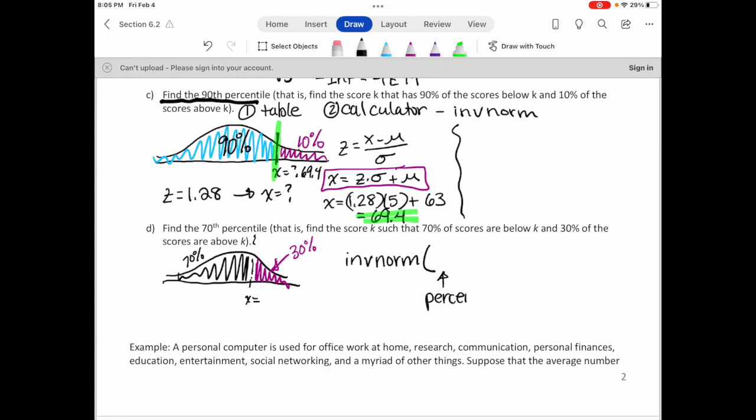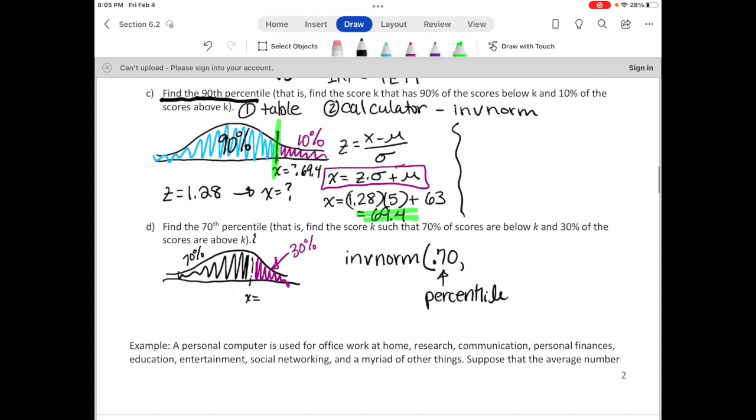So I'm going to put in on my calculator using the inverse norm. The first value that you put in is the percentile. So I'm going to put in 0.7 or 0.70, whichever you prefer. Then the next value you put in is your mean. In this case, 63. Then you put in your standard deviation, which is 5.